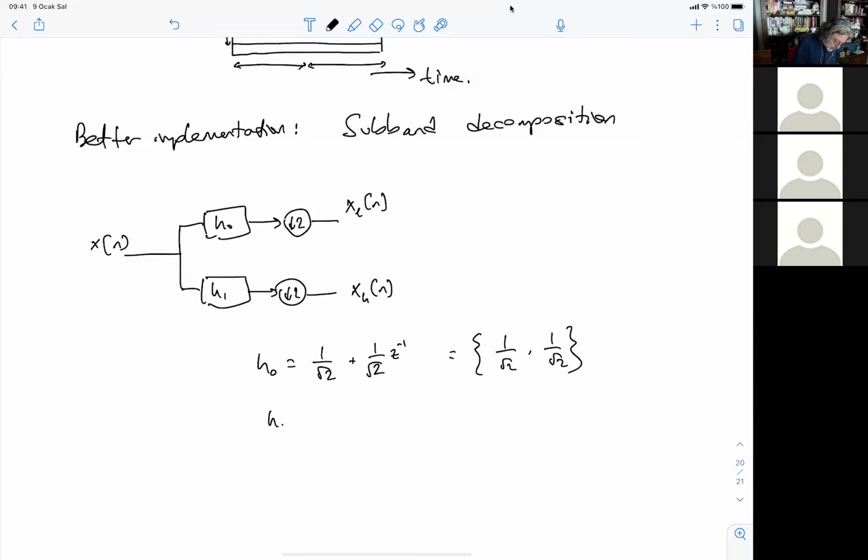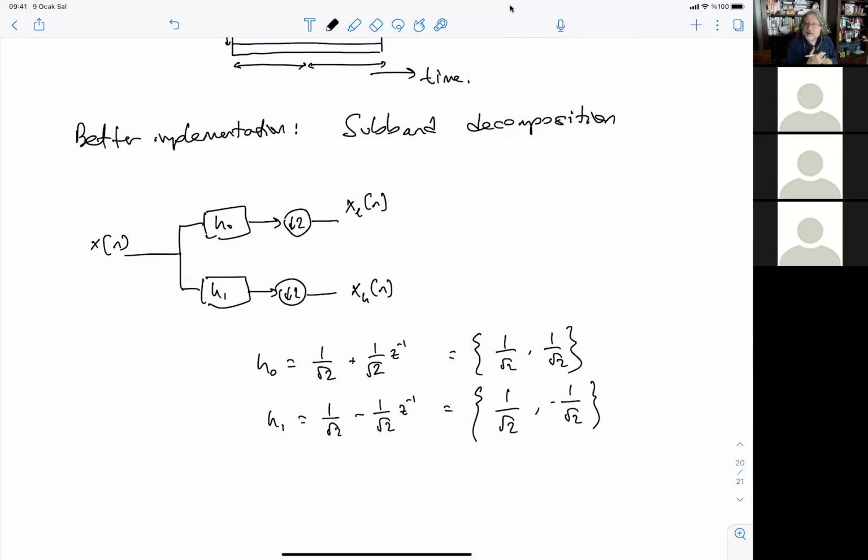And guess what? H1 is equal to 1 over square root of 2 minus 1 over square root of 2 Z inverse, which is another two-tap filter in this format. It's a high-pass filter, one positive, one negative. So when you apply these, you will decompose into the low-pass and high-pass branches. And it corresponds to a 2 by 2 Hadamard transform.